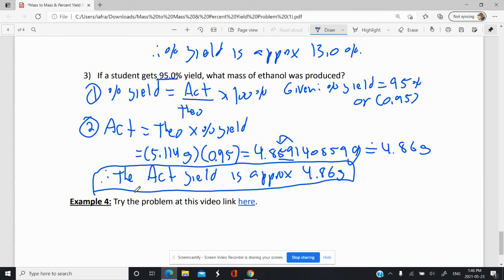So the next video is example 4. There's a video link for you over here. The answer key is included in that video link, so you can try that out. So pause the video, try it out, and then continue it. See if you're on the right track with your work.